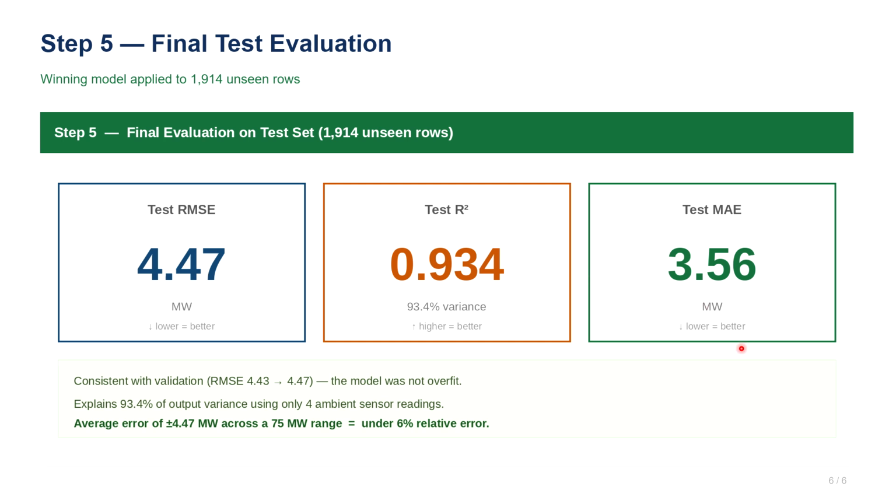The key insight is that these almost exactly match the validation numbers. The validation RMSE was 4.43, test is 4.47. That close agreement tells us that the model was not overfit and the selection process was sound.